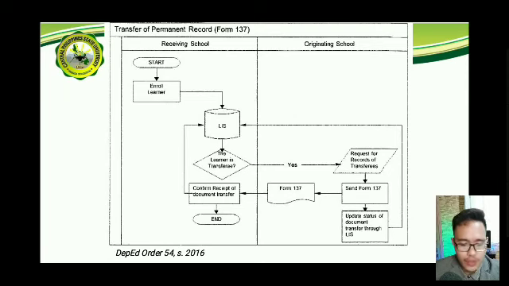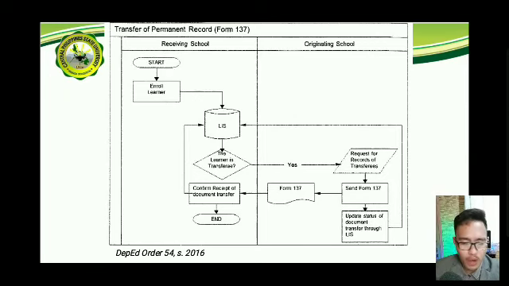in the private sector. So as you can see, the receiving school starts by enrolling the learner and then encodes it into the LIS, or the Learner Information System, and then the system will identify whether the learner is a transferee. If yes, then the request for the records of transfer is made, and the originating school will send the form needed. After that, the receiving school will confirm the receipt of the document transfer, and so on. If the learner is not a transferee, then the system will also make a new option for that.